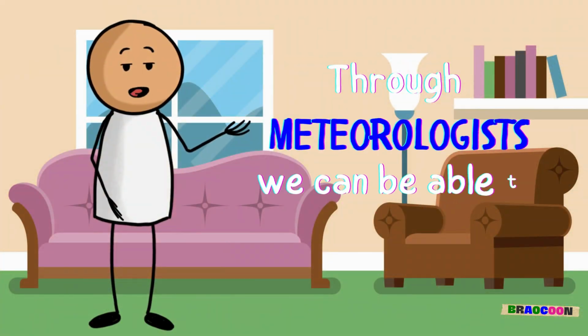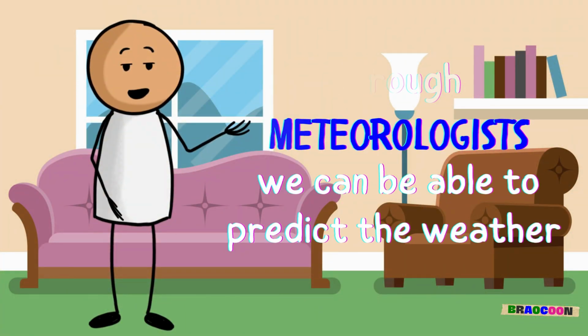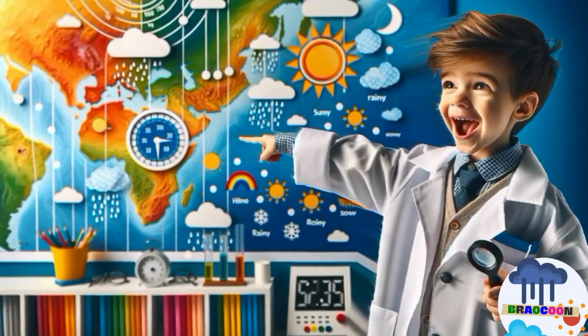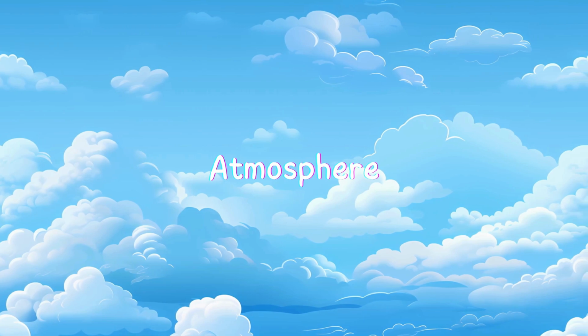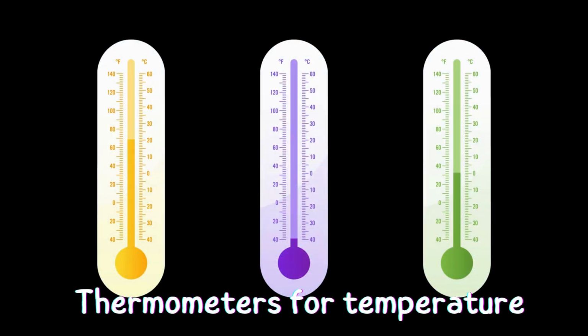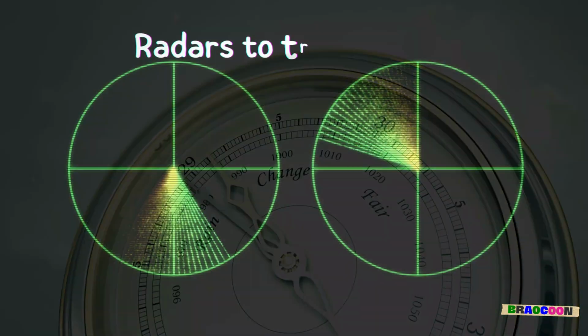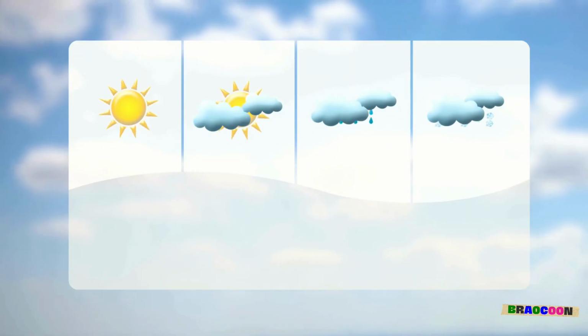Through meteorologists, we are able to predict the weather. Meteorologists are weather scientists who study the atmosphere. They use tools like thermometers for temperature, barometers for air pressure, and radars to track storms. This helps them to predict the weather.